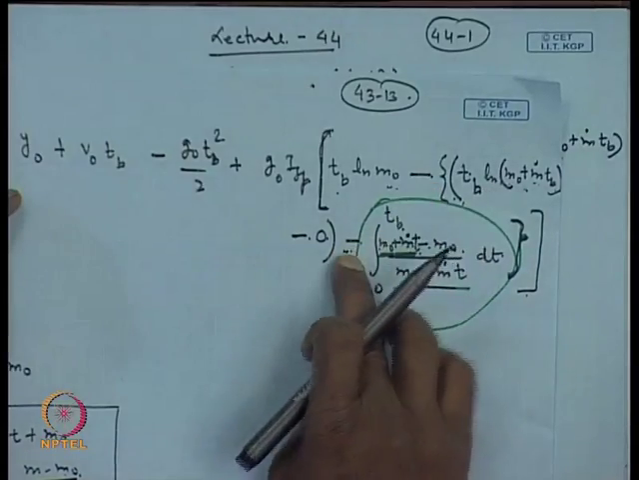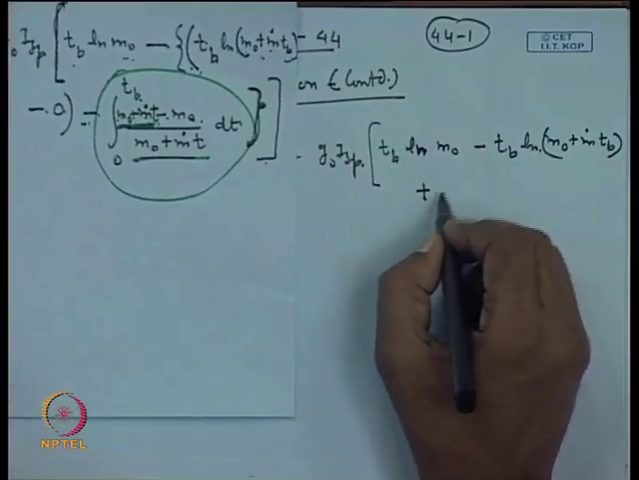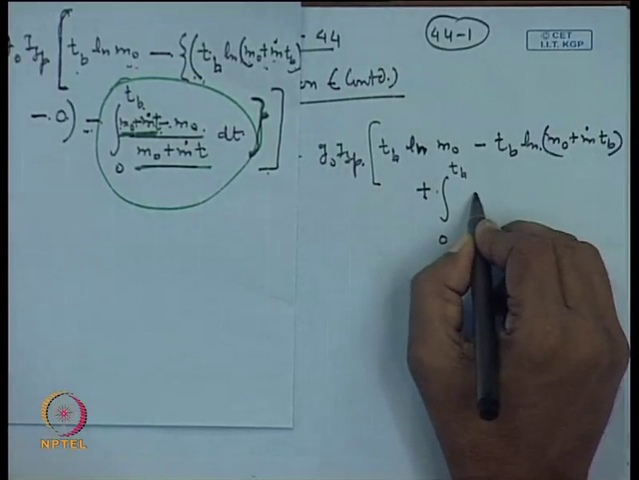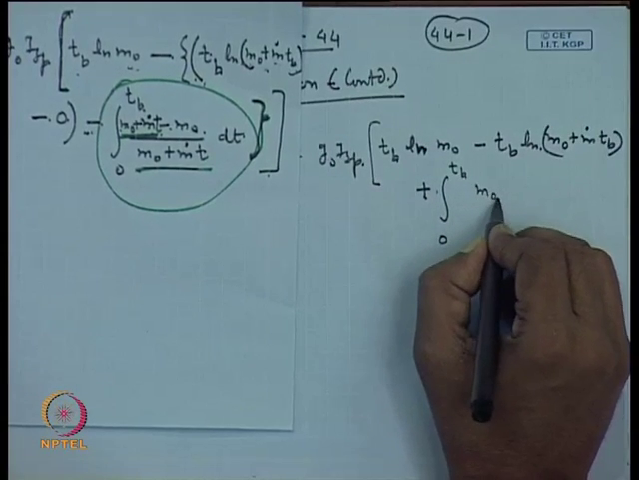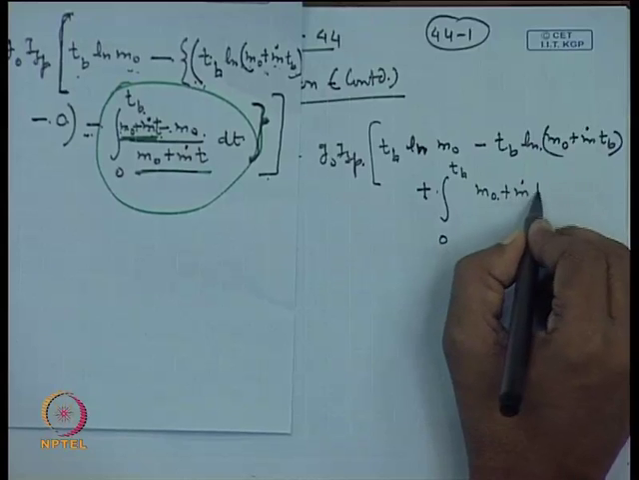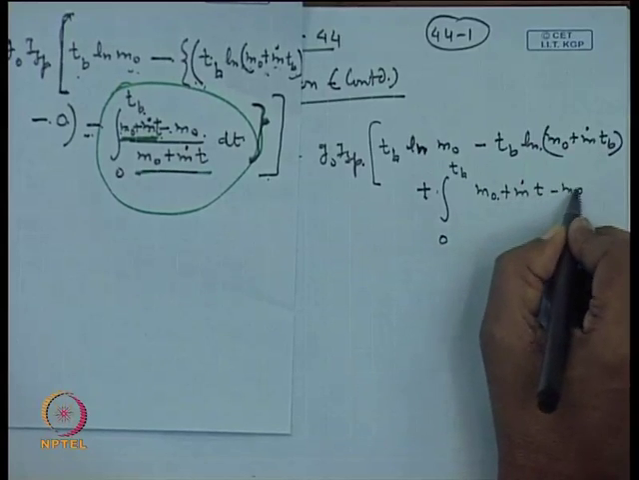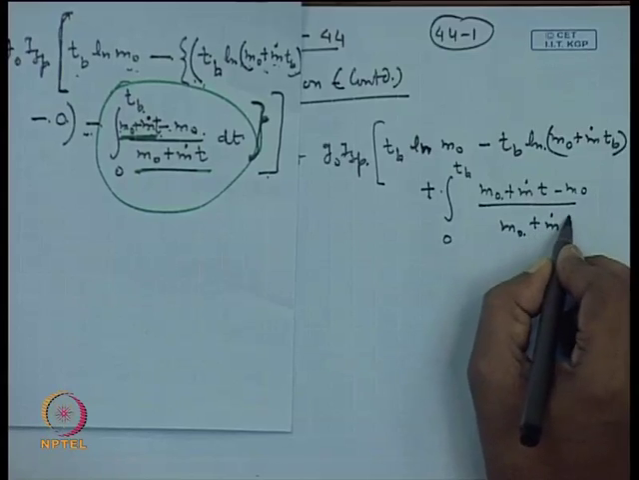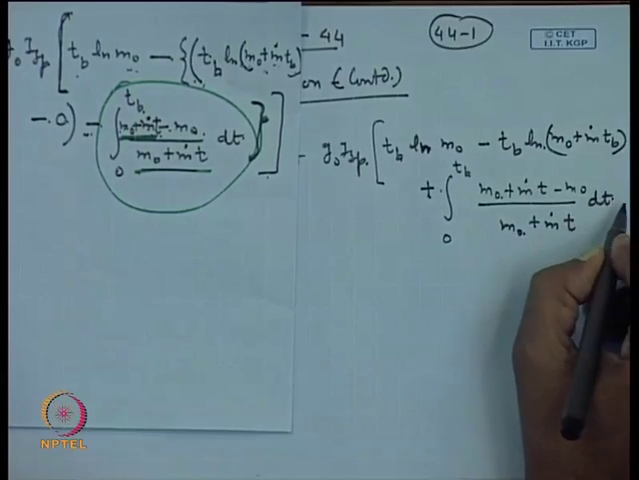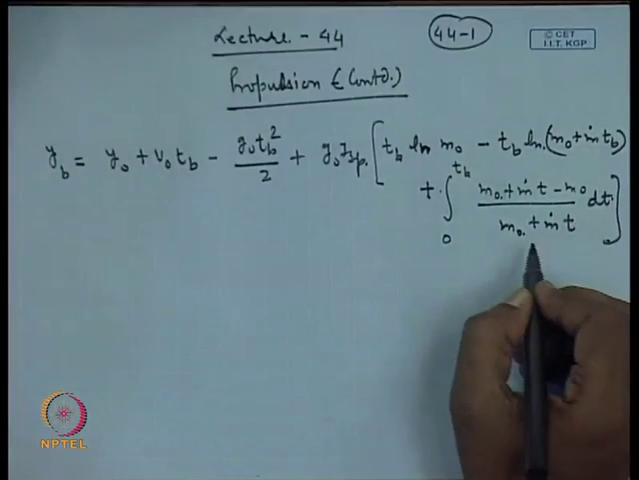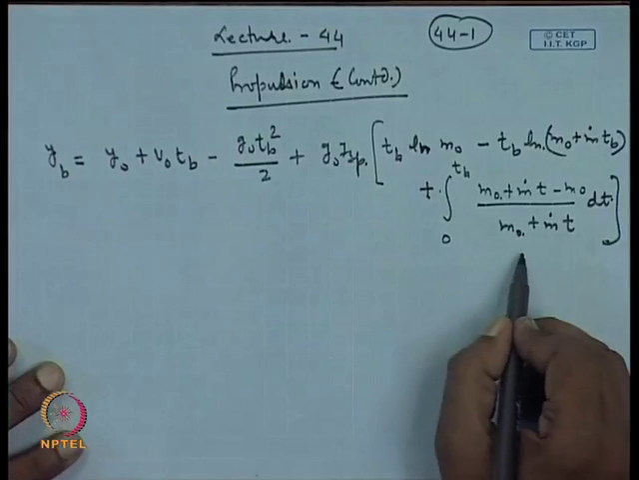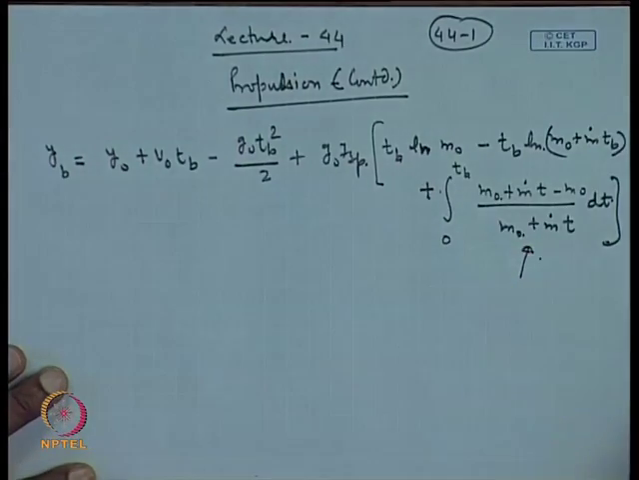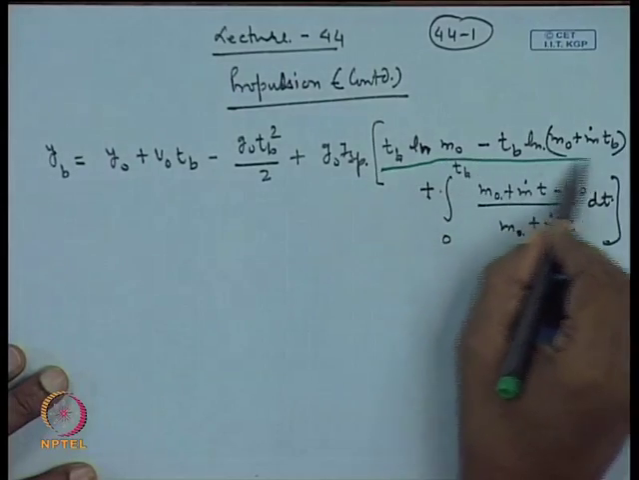So, this minus and this minus becomes plus, and therefore here we get a plus sign, integral 0 to T_b of m_0 plus m dot T minus m_0 divided by m_0 plus m dot T dt. And this quantity we were computing also last time. So, first of all, let us simplify this term.